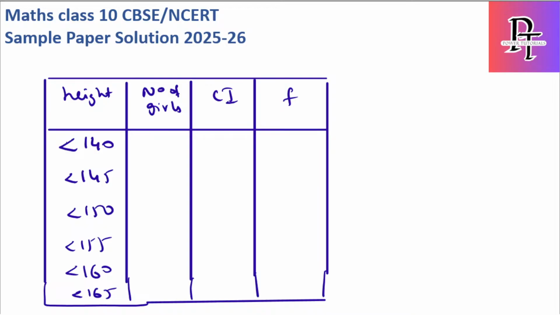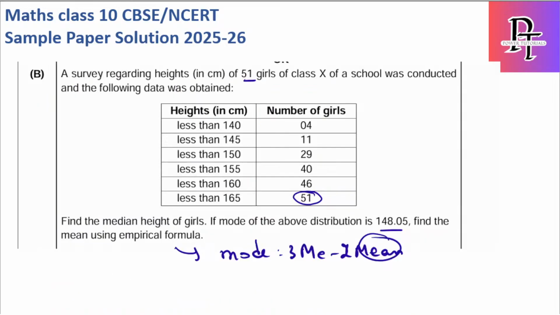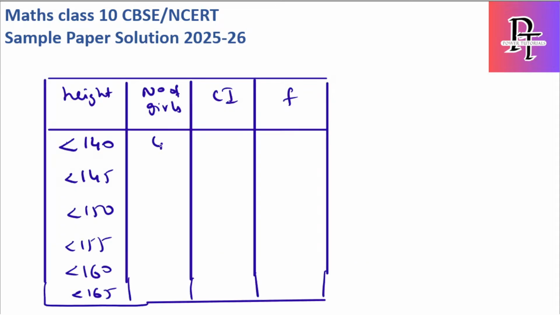Okay, so what is the number of girls they have provided? 4, 11, 29, 40, 46, 51. Less than 140 they have provided, so I'll simply write 0 to 140.